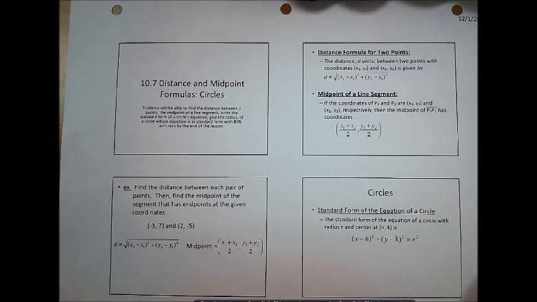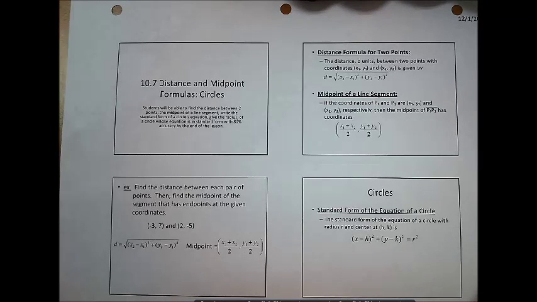Okay, the distance formula for 2 points is right here, and you have 2 points, x1, y1, x2, y2, and the distance between them is the square root of (x2 minus x1) squared plus (y2 minus y1) squared. And that's all you do. You fill in your x's, your y's, stick it all in your calculator, and you'll get an answer.